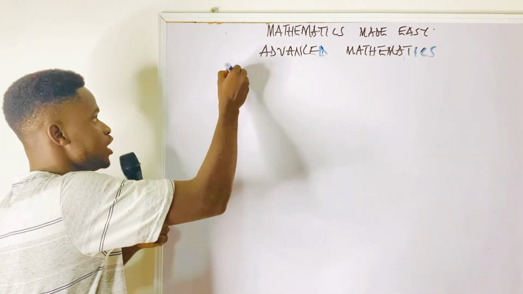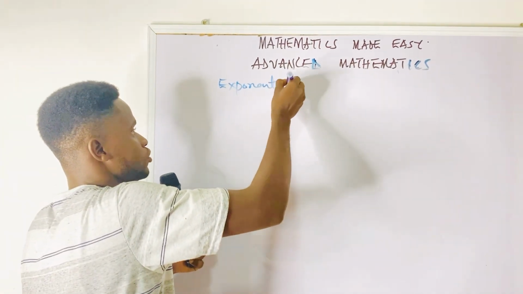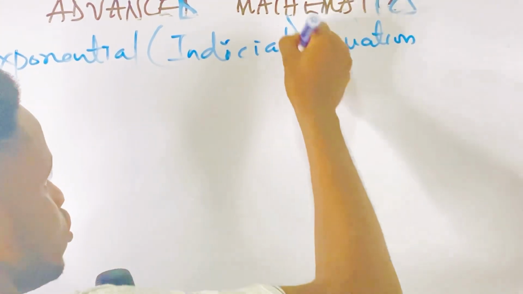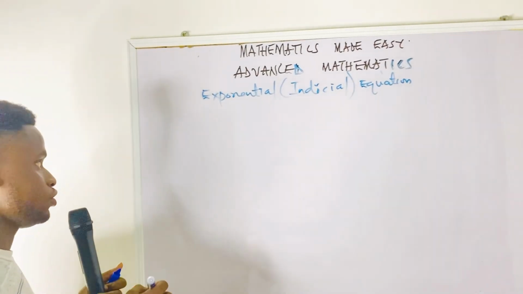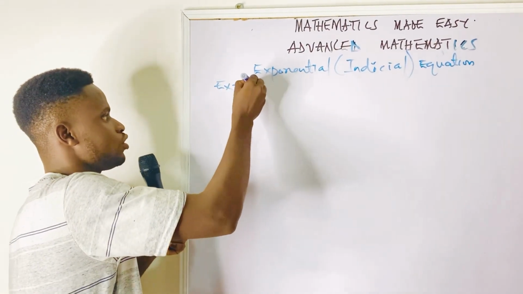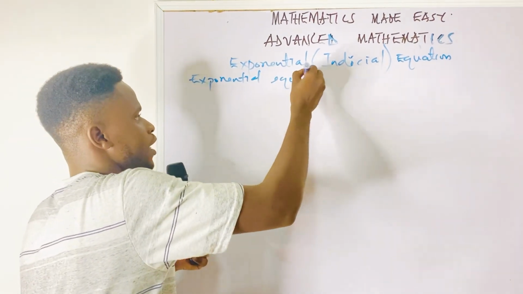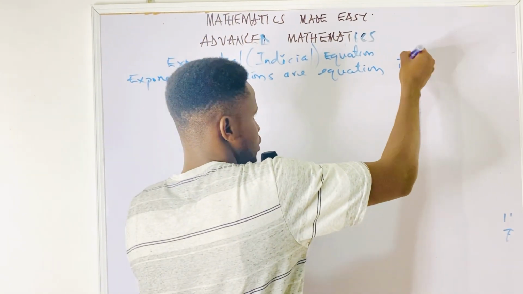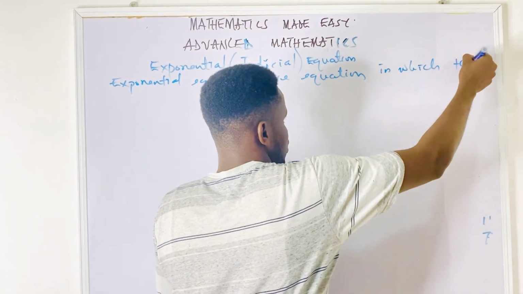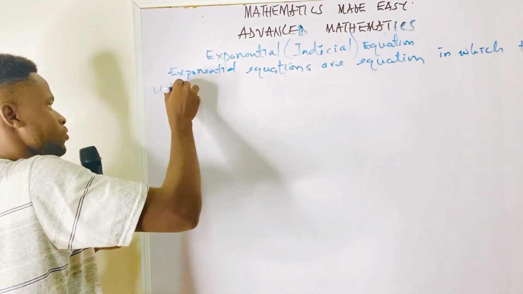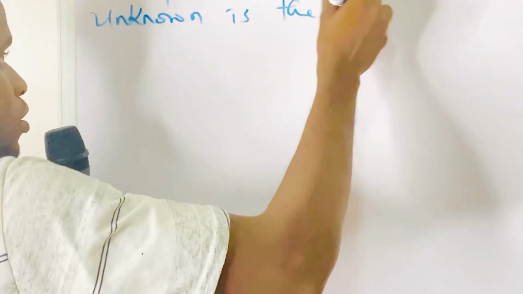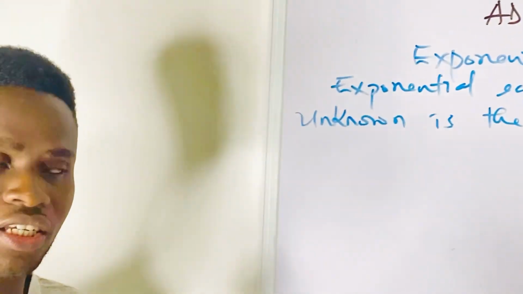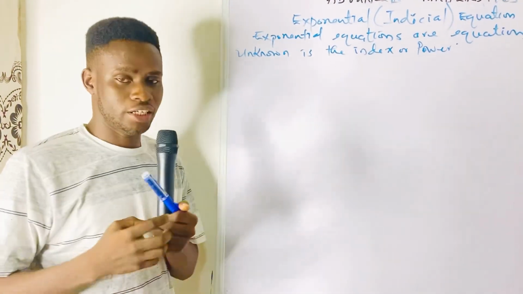Here we'll be learning exponential equations, or you say indicial equations. So you can see it as exponential equation or indicial equation. What are exponential equations? Exponential equations are equations in which the unknown is the index, or you say power. So an equation with unknown power or index is what we call exponential equation or indicial equations.